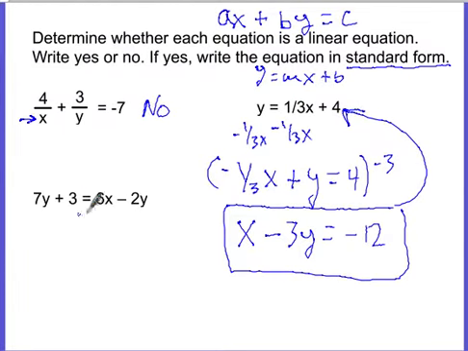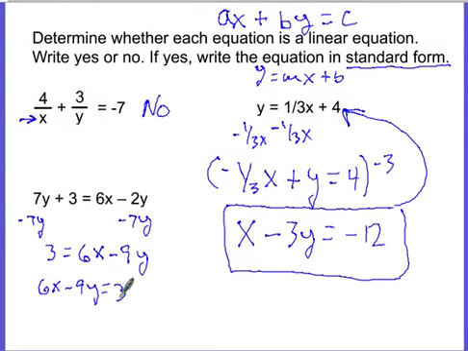All right, how about this one? I think that's linear. I think it's linear too. Let's see if we can put it into standard form. Let's subtract 7y. So then I would have 3 equals 6x minus 9y. Okay, I need to rearrange some things because this is not standard form. It doesn't look like ax plus by equals c. Things aren't in the right place. So let's do 6x minus 9y equals 3. Now I've got standard form, right?